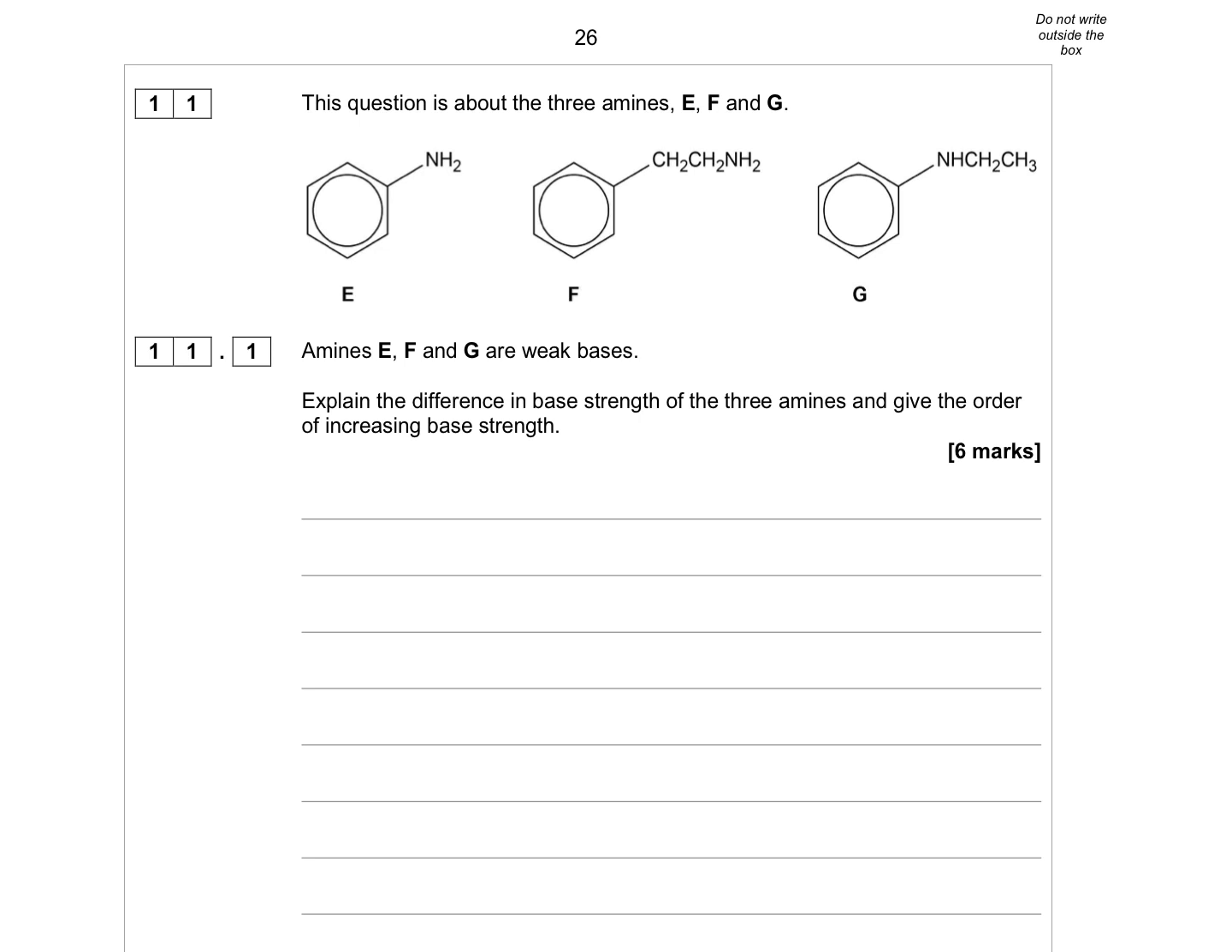So E, F and G are all weak bases, and in this question you're being asked to explain the difference in the base strength and give the order of increasing base strength. If you look at them, bearing in mind that the whole thing that affects them being a base is that the lone pair on the nitrogen is able to accept protons.